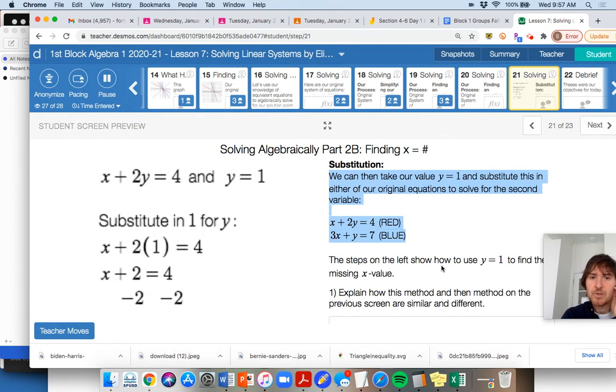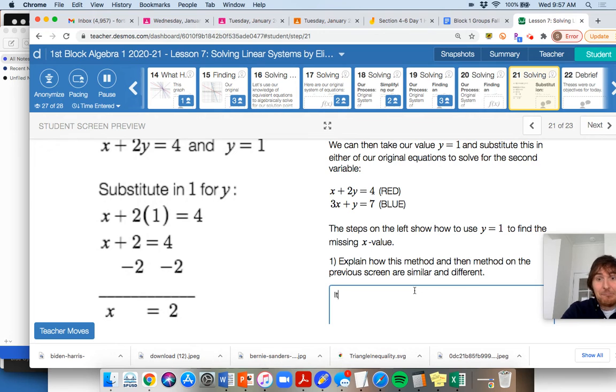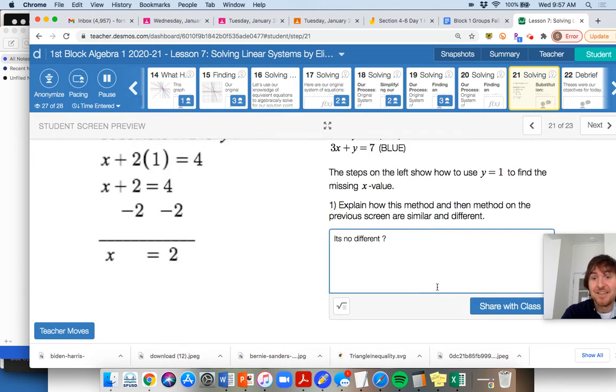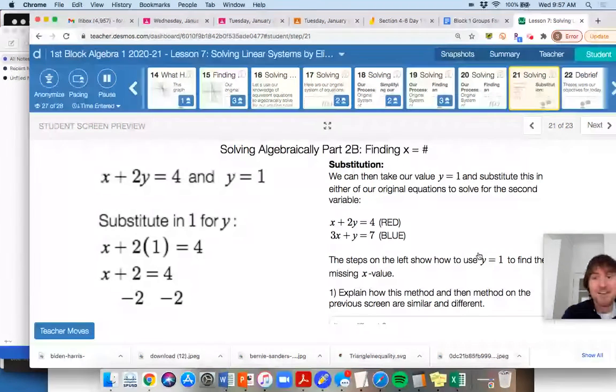I don't understand this question. I guess it's no different. I would say it's no different. I don't know. Put a question mark down. That's fine. I'm not sure. I'm interested to see if I'm going to miss that here.